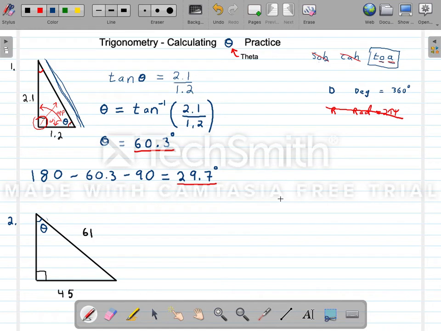The first thing I would do is write out my SOHCAHTOA.